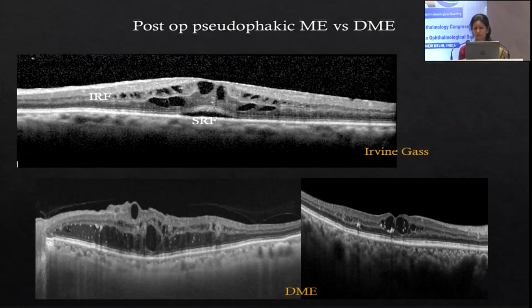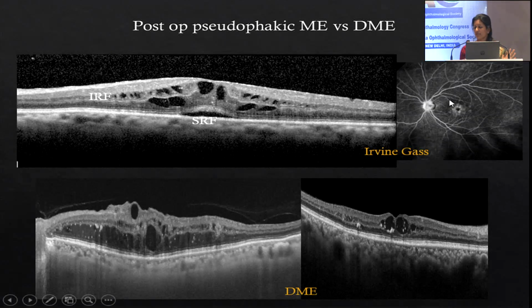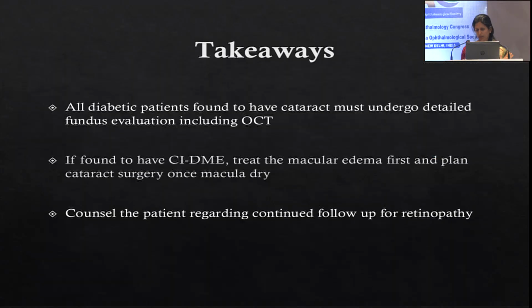So last point here, sometimes in diabetics it is difficult to differentiate whether it is pseudophakic macular edema or diabetic macular edema happening. So 2 points can help you here. The first is a fluorescein angiogram. If the disc is also hot in the absence of NVD, then it is most likely a pseudophakic macular edema. And secondly, if you see a lot of hard exudates, then it is more likely a diabetic macular edema.